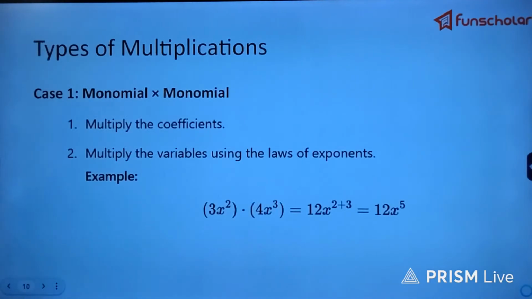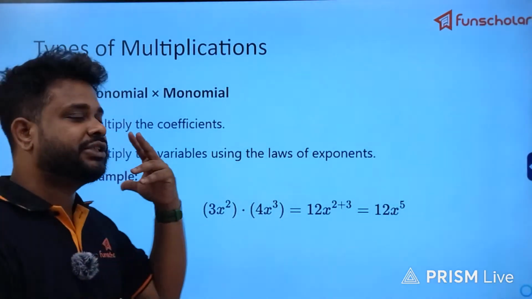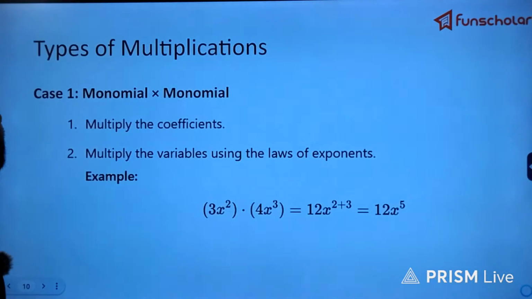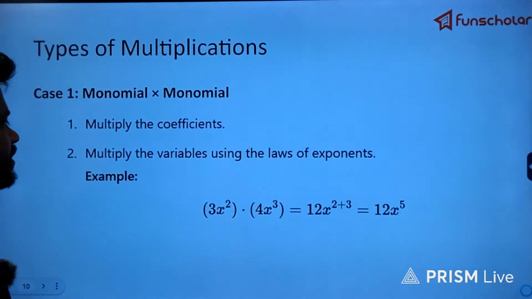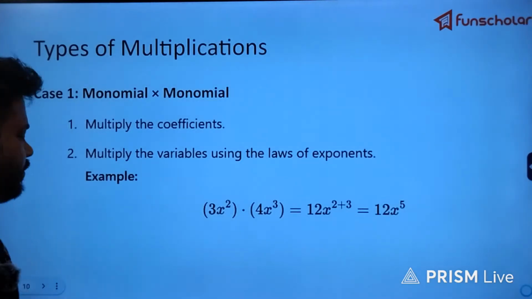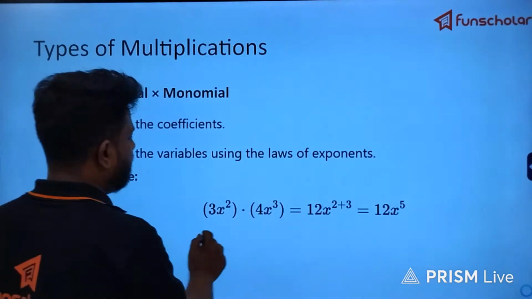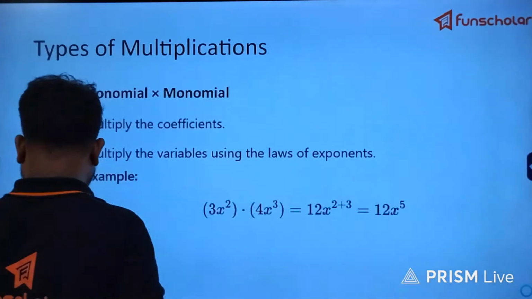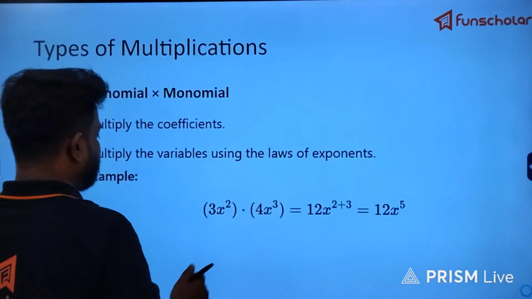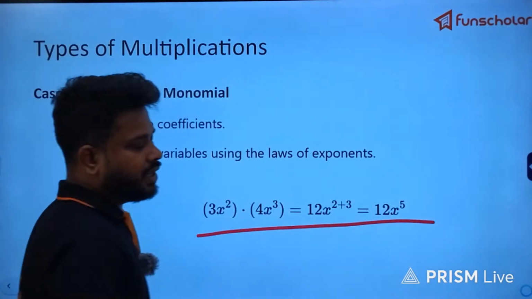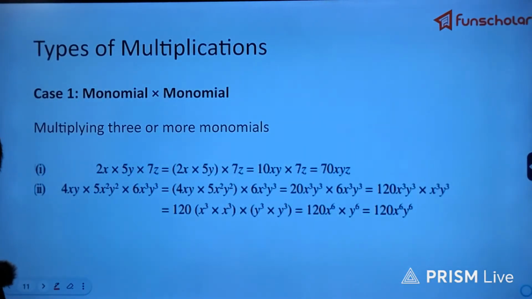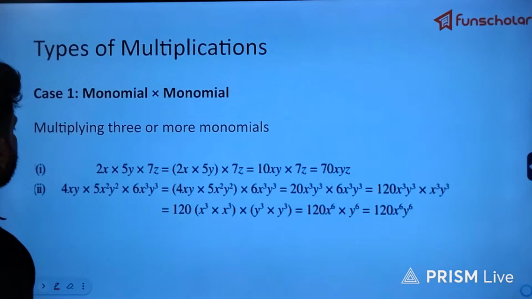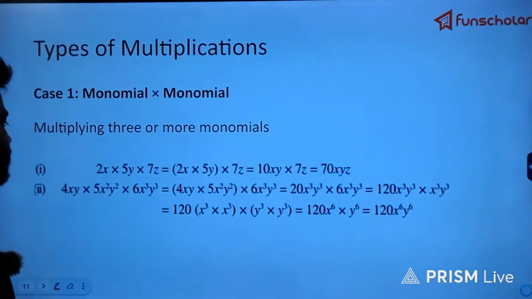Now they have shown how multiplication works, like monomial into monomial: multiply the coefficients, and multiply the variables using the laws of exponents. They have done a multiplication like this. Now go next, that is types of multiplication. Case 1, monomial into monomial, multiplying 3 or more monomials.